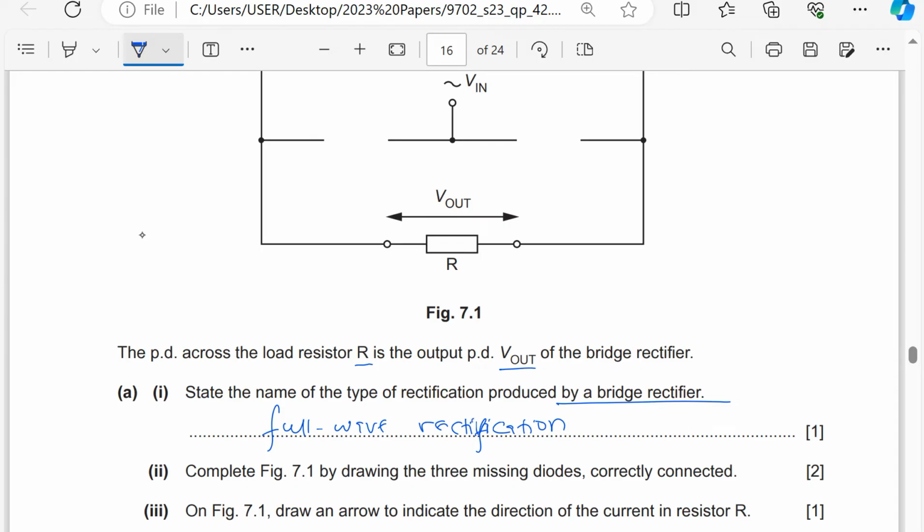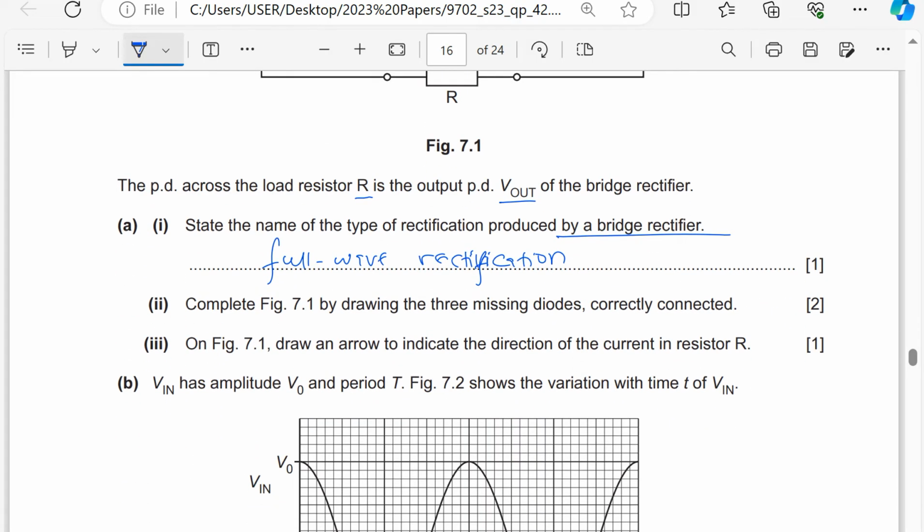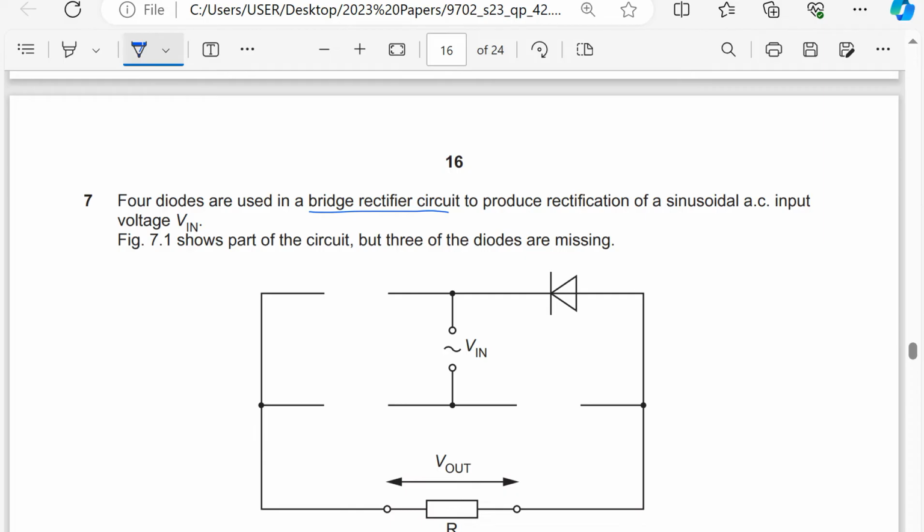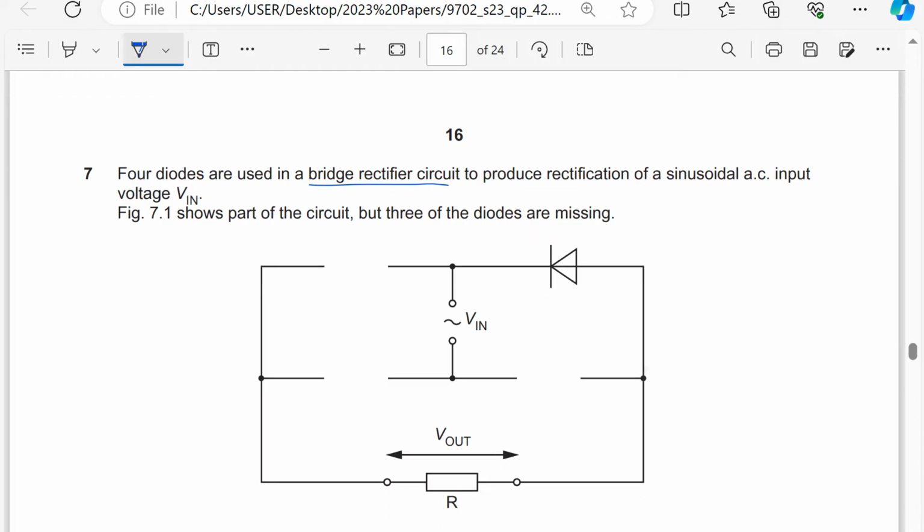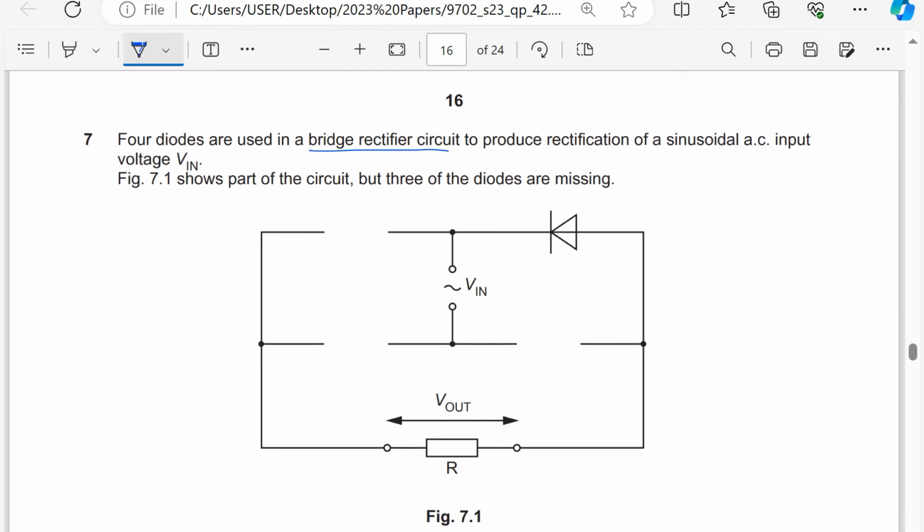Full wave rectification. Complete the figure by drawing 3 missing diodes correctly connected. Okay, so we want a full wave rectification. Let's check.